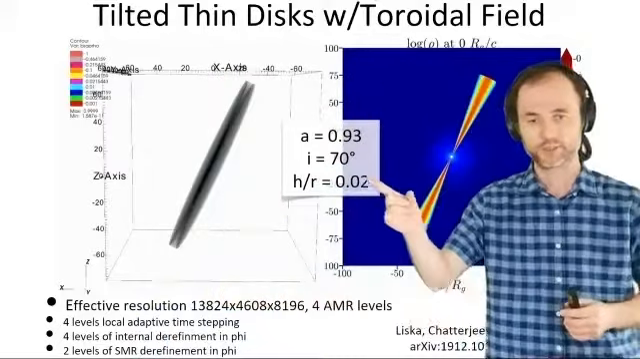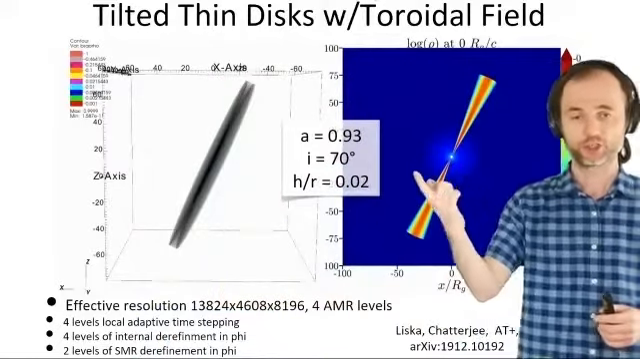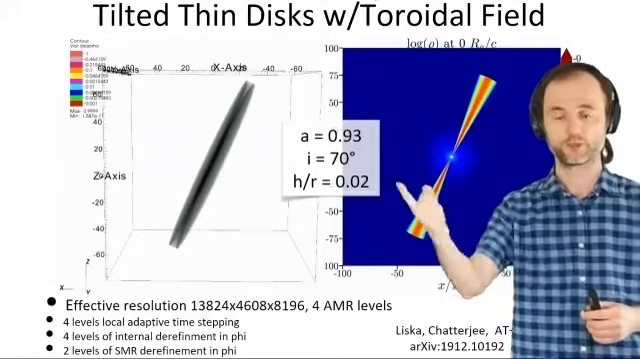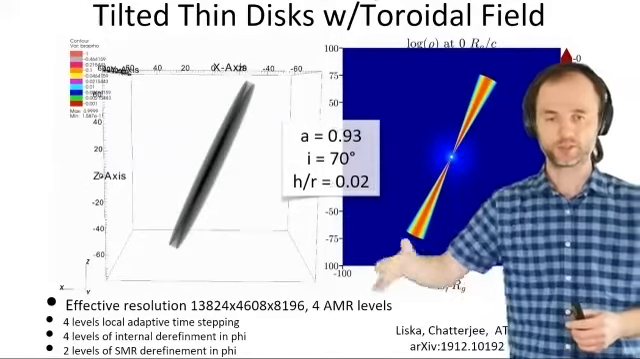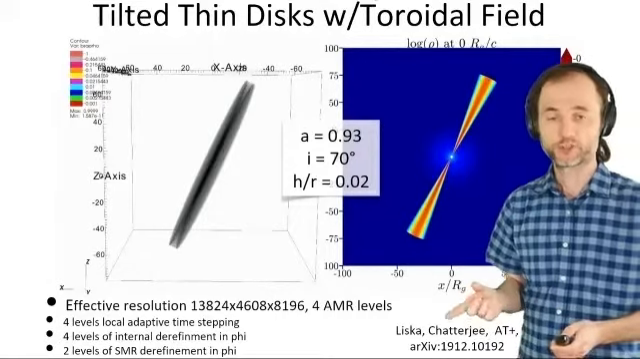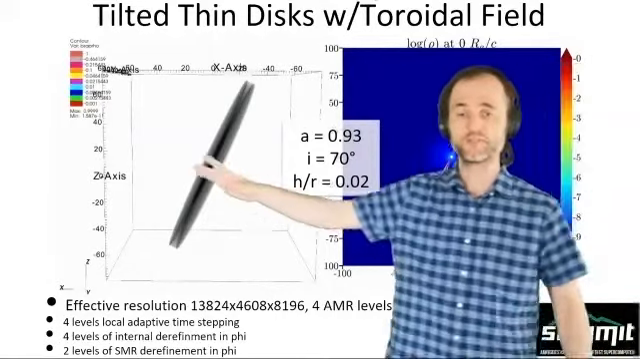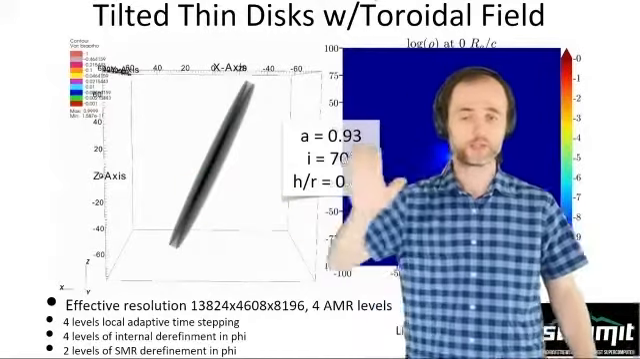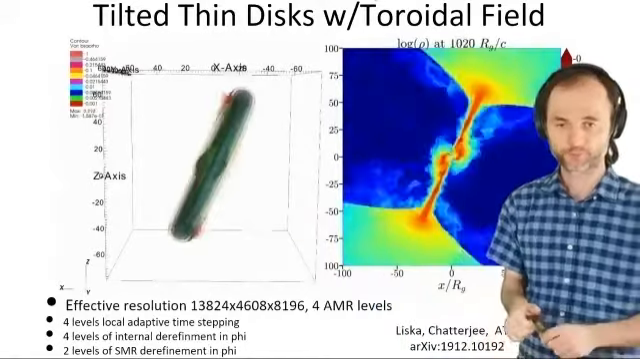The black hole spin is 93% of the maximum, so the rotational axis is vertical. So the black hole rotates like this, and the disk is tilted, so it rotates like that. So let's try and run the simulation and see what happens. Oh, and the left panel shows a 3D view, and the right panel shows the vertical slice.